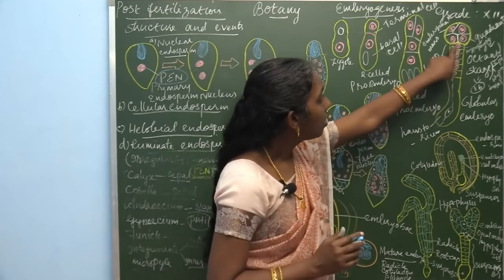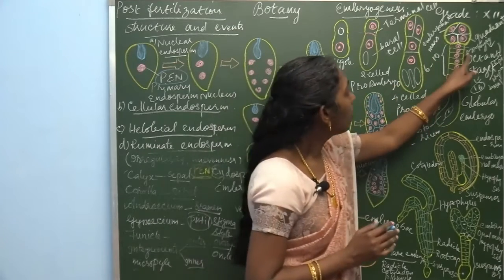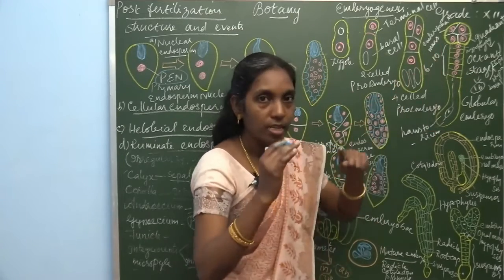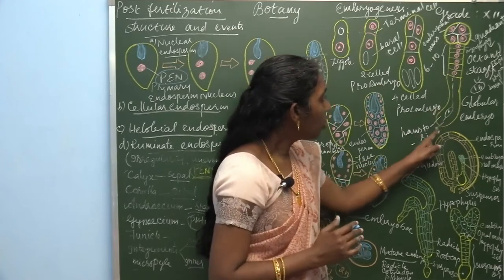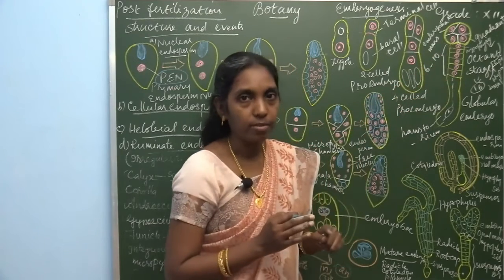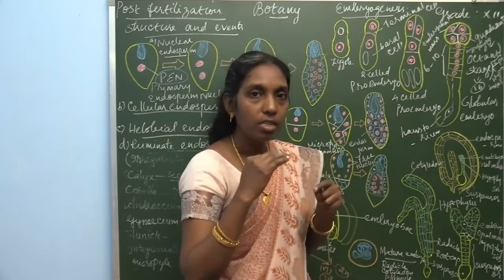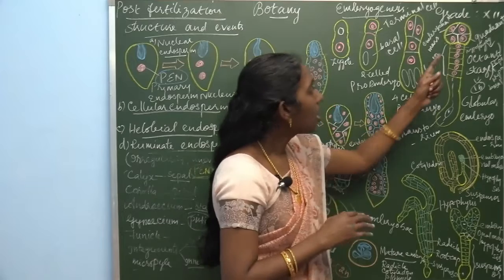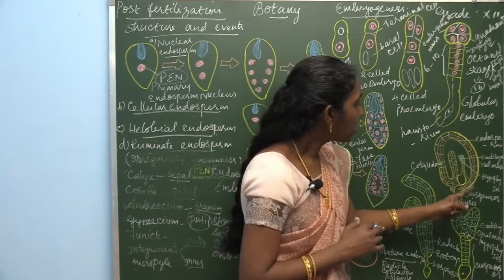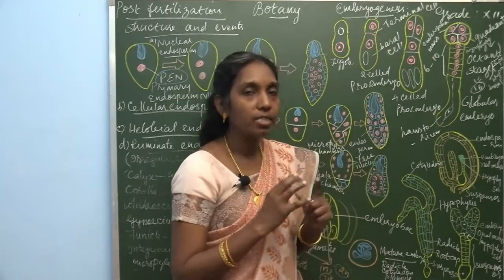Likewise, this other cell is known as the hypophysis. This is the hypophysis, this is the haustorium. So in the 6 to 10 celled stage, this cell elongates and forms the haustorium, and this cell is known as the hypophysis. Then the next division takes place in the hypophysis. Here is the hypophysis and this is the suspensor, and an embryonal mass develops.